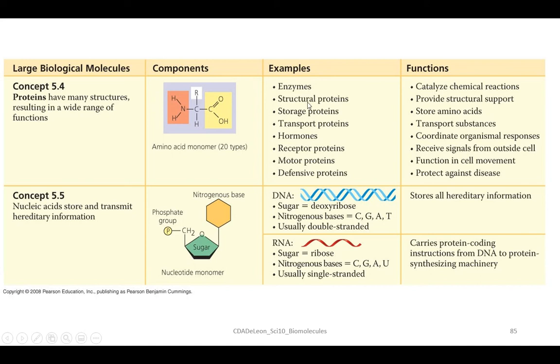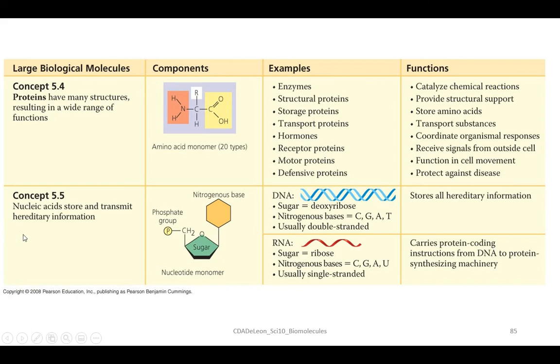Examples of these are enzymes, structural proteins, storage proteins, transport proteins, hormones, receptor proteins, motor proteins, and defensive proteins of the immune system. Functions: catalyze chemical reactions, provide structural support, store amino acids, transport substances, coordinate organismal responses, receive signals from outside the cell, function in cell movement, and protect against disease.